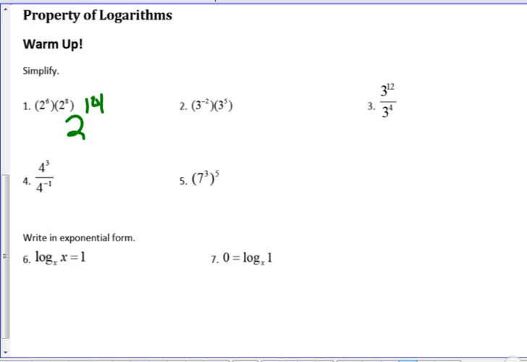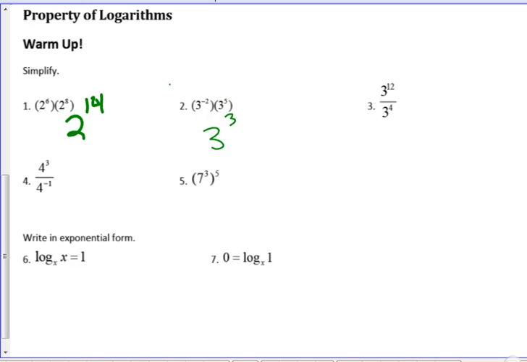All right, number 2. We have 3 to the negative 2 and 3 to the 5th. You get to add those together again. So what is negative 2 plus 5? It is 3, so this becomes 3 to the 3rd.